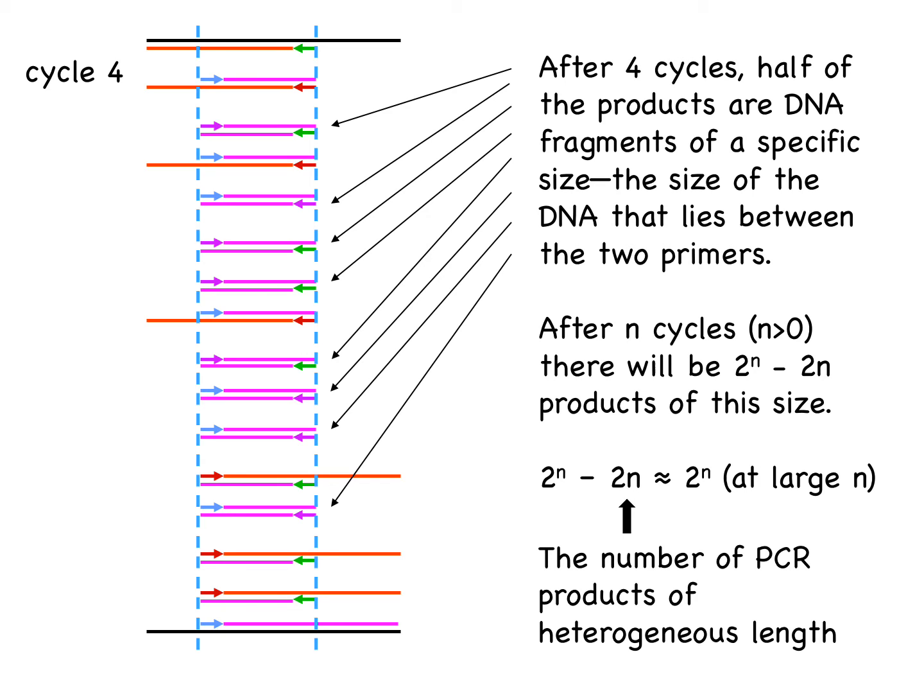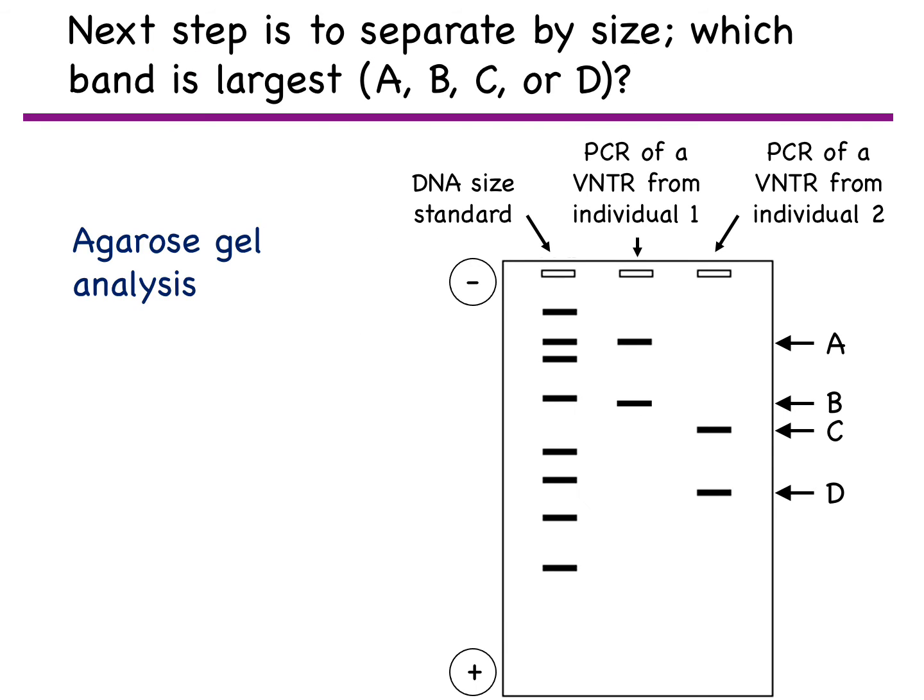So following the PCR, typically what people do is they take the PCR products and they run them on an agarose gel, which separates DNA fragments by size. So we'll show that on the next slide. So we're going to separate by size, and the question is, which of these bands, A, B, C, and D, which I've highlighted to the right of this agarose gel, is the largest?